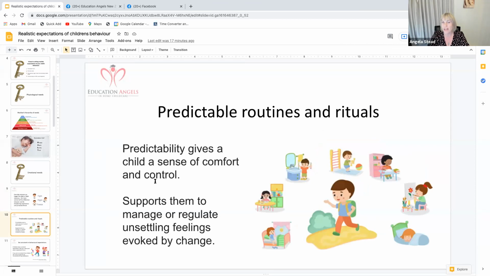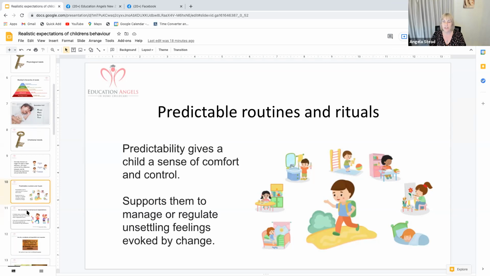So to reduce stress, we need to have predictable rituals and routines. That creates a sense of comfort and control for the child, and it supports them to regulate and manage their feelings. Because without a predictable routine, it can feel to children like things are changing all the time, last minute, and that they've got no sense of control over their environment or what's going to happen. And that can hugely elevate their stress levels. So it's really important to have a very calm home environment where everything is predictable, and that builds their sense of safety and security.